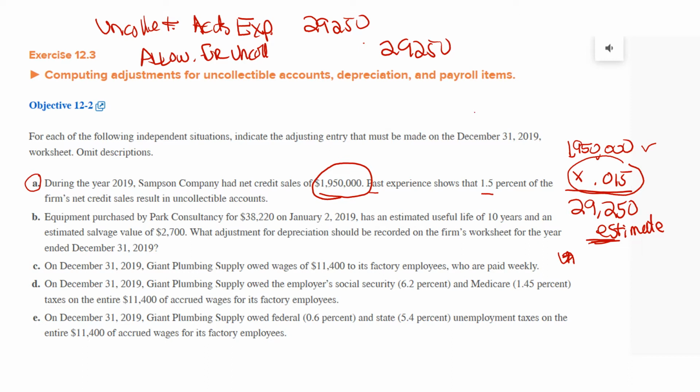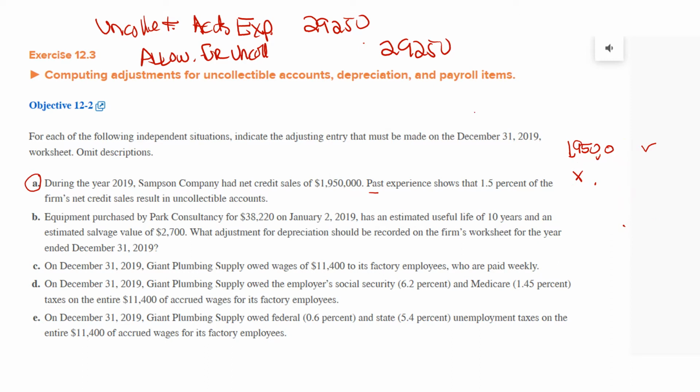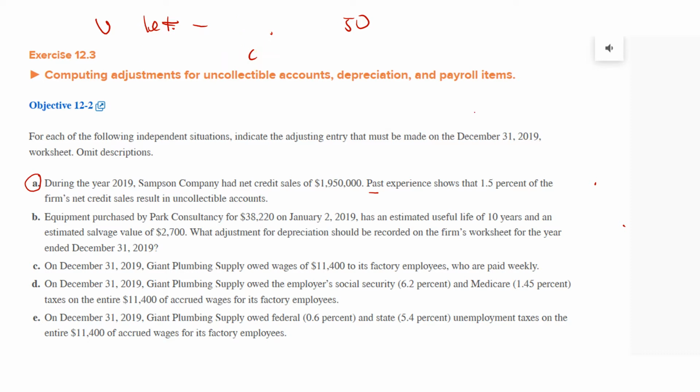All right, now on letter B, let me get rid of these so it doesn't distract you. We've got a depreciation adjustment. And on this one, let me click this. It says equipment was purchased by Park Consultancy for $38,220. This was on January 2nd. It has an estimated useful life of 10 years and an estimated salvage value of $2,700. They want the adjustment for depreciation for the year. So this is going to be for a whole year.